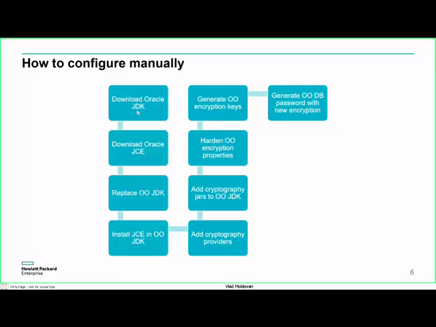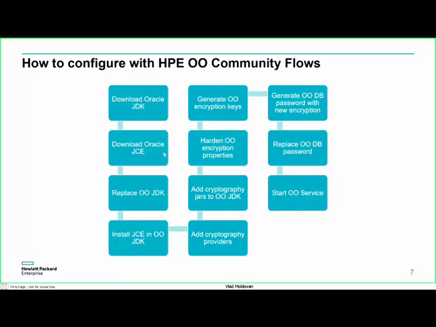So for central, we need to also generate a new encrypted DB password, because the DB password is encrypted in the configuration files, and that DB password also needs to be safe and needs to be encrypted with the new keys. Replace the old DB password in the configuration files, start OO service, and we are done. Okay, these are the steps to do it manually.